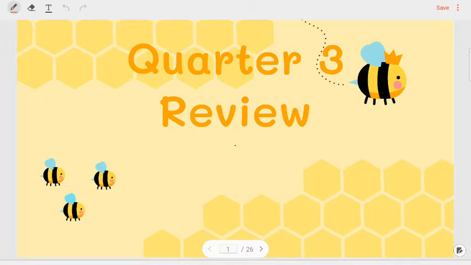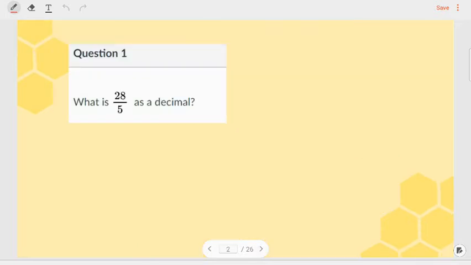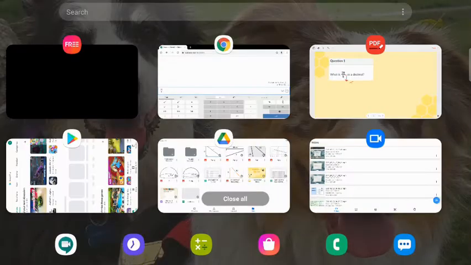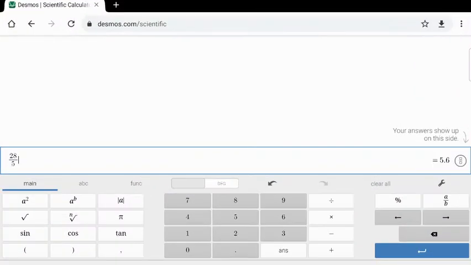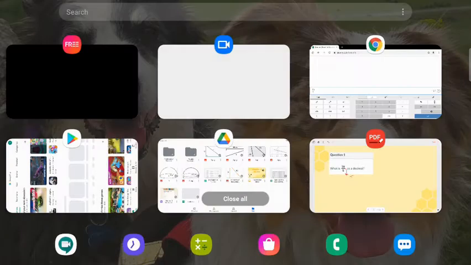So let's get started. Question number 1, what is 28 over 5 as a decimal? Fraction bars can be thought of the same as division. So I'm going to go to my Desmos calculator, and you have access to that on your assignment, and type in 28 divided by 5, and that gives me a grand total of 5.6.